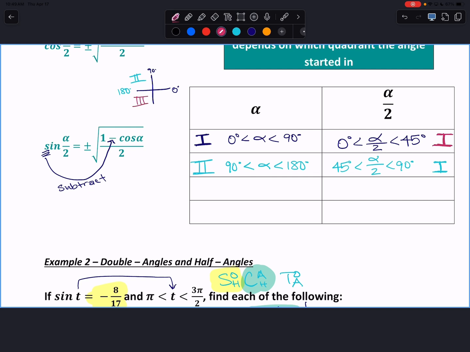Quadrant 3 goes from 180 to 270. So the angle is between 180 and 270, which means a half angle is going to be between what and what? What's half of 180? 90. What's half of 270?